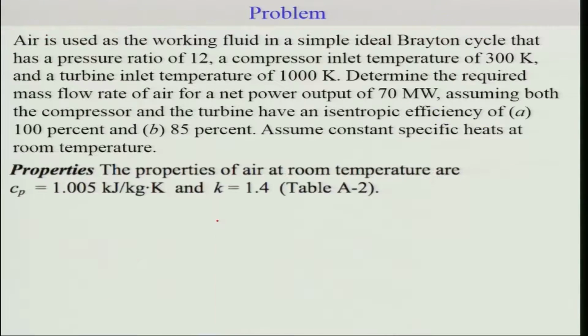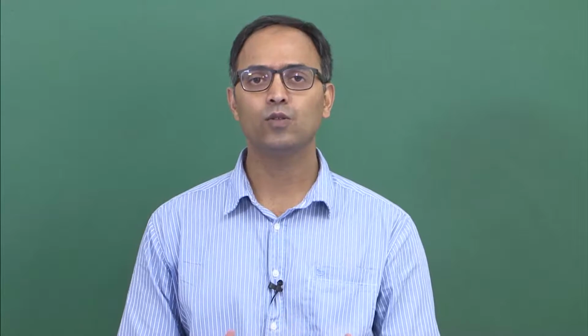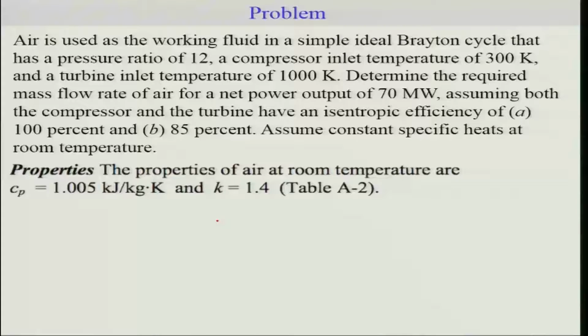These works are clearly related to the changes in enthalpy, as we have discussed earlier. So we can demonstrate this understanding of the Brayton cycle by doing an example. This is an example of air used as a working fluid in a simple ideal Brayton cycle that has a pressure ratio of 12, a compressor inlet temperature of 300 Kelvin, and a turbine inlet temperature of 1000 Kelvin. So I can first draw a TS diagram, so let me draw this.